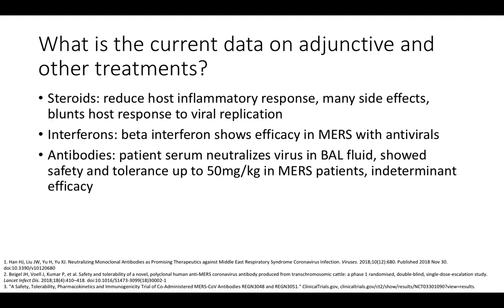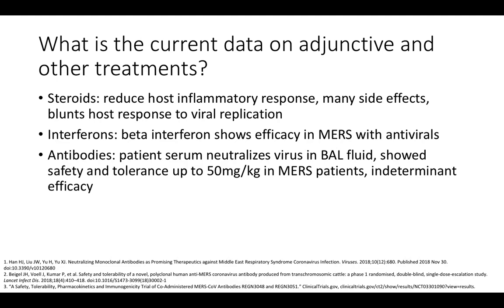In terms of adjunctive treatments, we can think of steroids. Steroids are mainly used to reduce the host inflammatory response, so our own body's response to the infection. Steroids have many side effects, and they also blunt the host response to the viral replication and can increase viral loads. So this is typically reserved for very severe cases in the ICU setting.